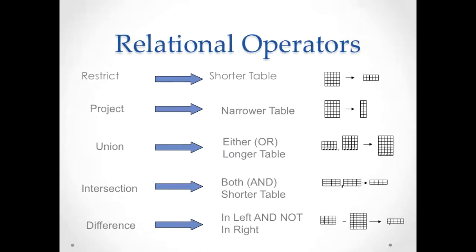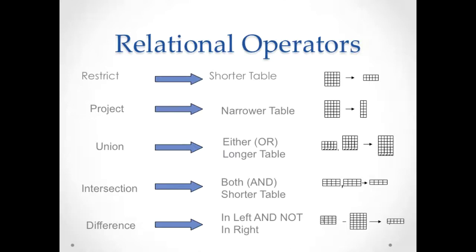Okay, so here's the pictures. So restriction, remember that's our select statement. So we're picking only certain rows. I want only the people with blue hair, or I want only the lab results for Mary Jane. So these are our little database tables, these boxes.